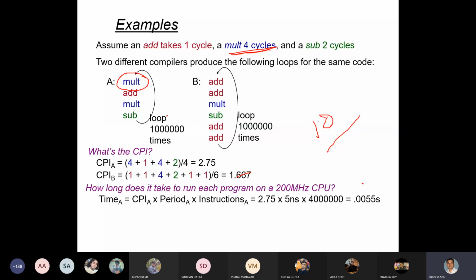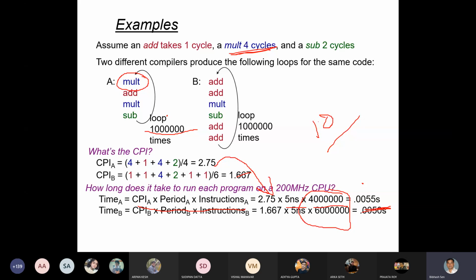Okay, so now you find the time, CPI, instructions per cycle. So 2.75 is given. Suppose for CPI it is 5 nanoseconds, and how many instructions are there? How many times will it operate? Suppose this is the total instruction count. So for A they are getting 0.005 seconds for time, and for B it is 0.0050 seconds, very close.